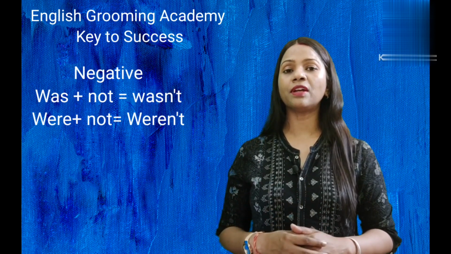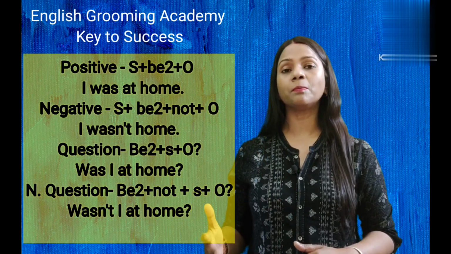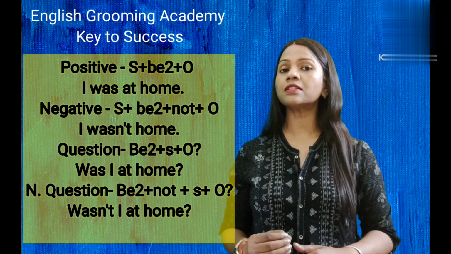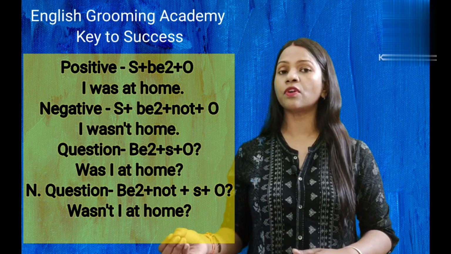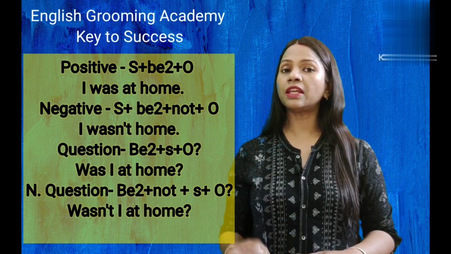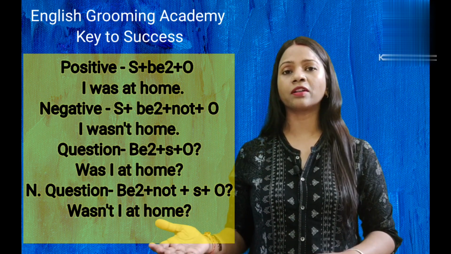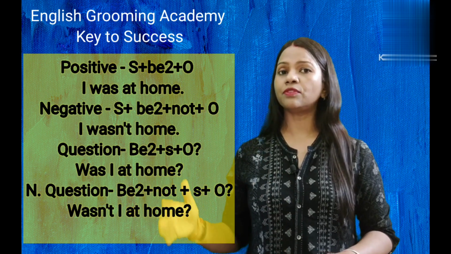Now the formula: subject, be2, object. According to the subject, we use be2. If the subject is singular, I, he, she, it, we use was. If the subject is plural, we, you, they, we use were. Subject, be2, object: I was at home.